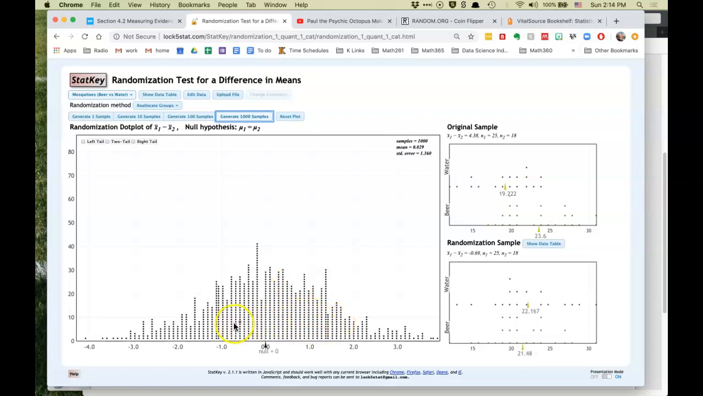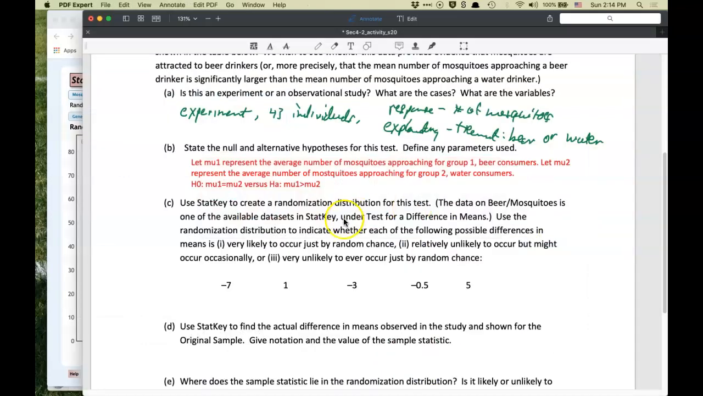Notice if you hover over these points, you'll see that the randomization sample changes. So for each of these, you can see what the sample looked like that gave rise to that. You can see the ones over here have the beer values higher, and the ones over here have the water values higher. All right, so this is the randomization distribution under the null hypothesis of no difference. We're going to be interested in evidence in the right-hand tail, the probability which would specify mu1 greater than mu2, beer greater than water. So let's take a look.